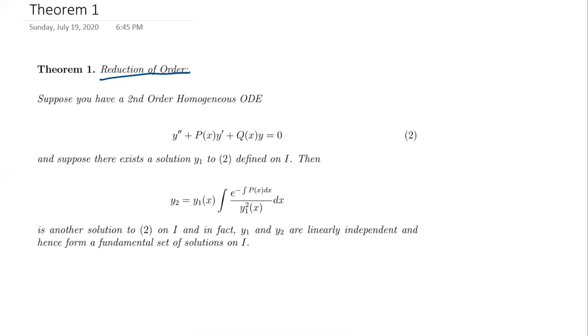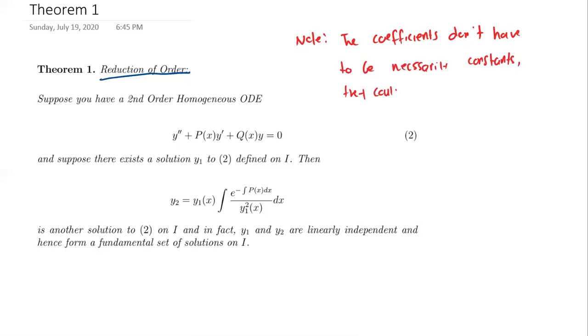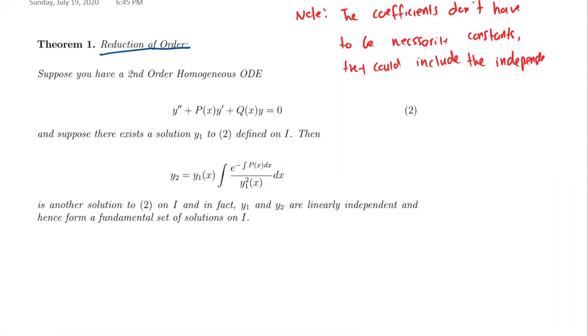Suppose you have a second order homogeneous ODE. Again, we're not requiring the coefficients to be constants, so let me make a note of that. They could be expressions that also include the independent variable, which in this case is x. So it's more general, but again, we're going to use it for the case where we have specifically constant coefficients.